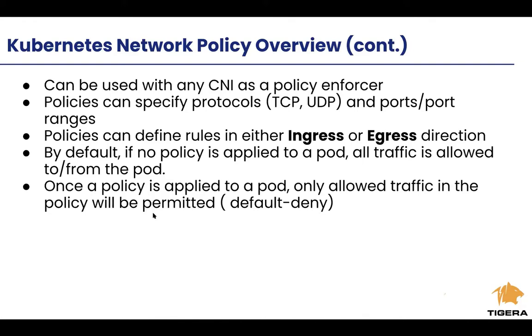Now, the moment that you apply a policy that applies to a pod, you're basically triggering a default implicit deny. That means that the moment that you apply a policy, there is an implicit deny. Therefore, with Kubernetes Network Policy, you actually have to specify a rule in the policy to allow certain traffic. It's really important to understand that behavior. So there's an implicit deny the moment that you apply any policy to a pod.